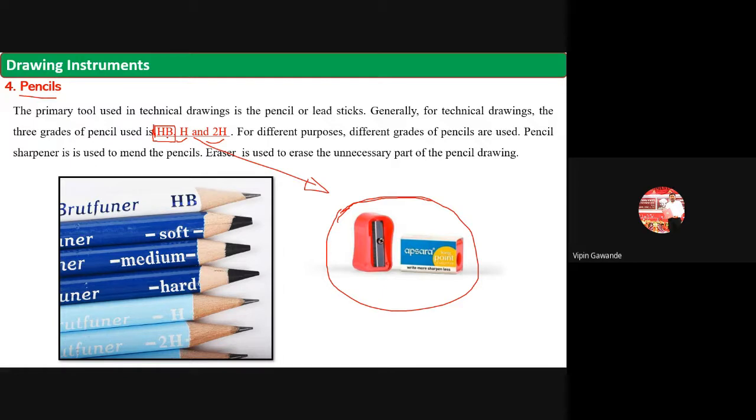So the HB pencil is used for the final outline, while the H and twice H pencils are used for the starting of the drawing. When you start any drawing in engineering graphics, you always start it using the H and twice H pencil. Okay, and HB pencils are used for giving the dimensioning. So this type of question they will ask in the examination.